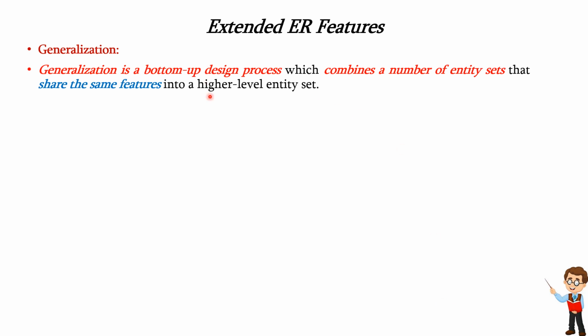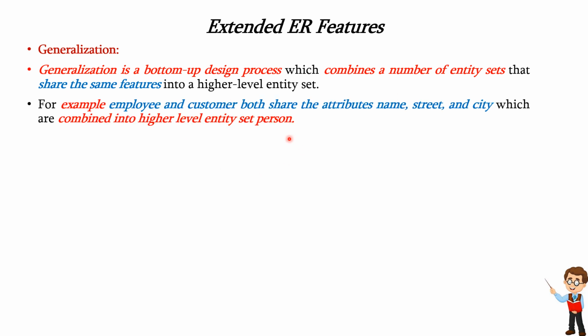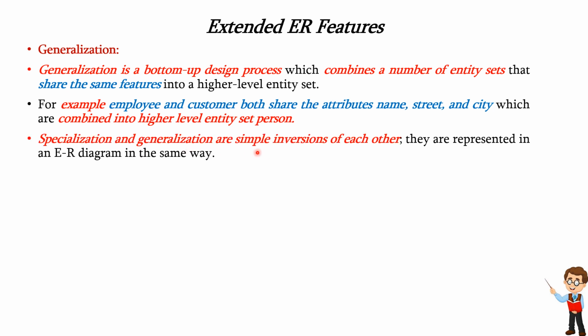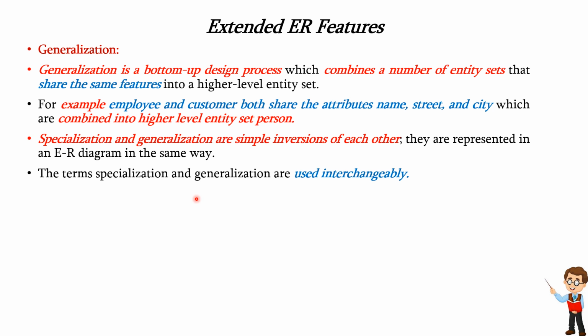Now, let us see about generalization. Generalization is the bottom-up design process which combines the number of entity sets that share the same features into a higher level entity set. For example, employee and customer both share the attributes name, street and city which are combined into higher level entity set called person. Specialization and generalization are simple inversions of each other. That is, specialization is the top-down approach and generalization is the bottom-up approach. And they are represented in the ER diagram in the same way. The terms specialization and generalization are used interchangeably.